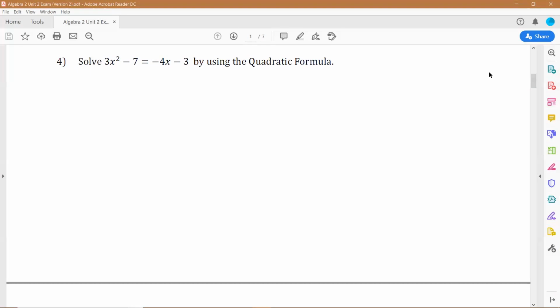All right, moving to question number 4, solve this equation using the quadratic formula. The quadratic formula is on your reference sheet that I'll give you with your test, but you've got to know how to use it. So first thing you've got to do before you can use the quadratic formula is get 0 on one side. So add 4x and add 3. So when I add the 4x and I add the 3, that gives me 3x squared plus 4x minus 4.